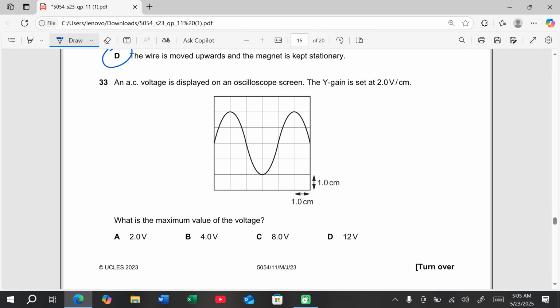The AC voltage is displayed on an oscilloscope screen. The Y gain is set to 2 volt per centimeter. What is the maximum value of the voltage? So that's 4 volt.